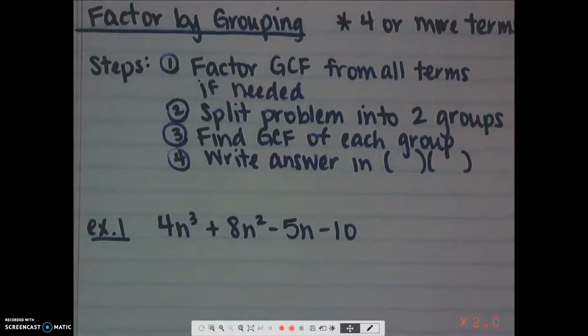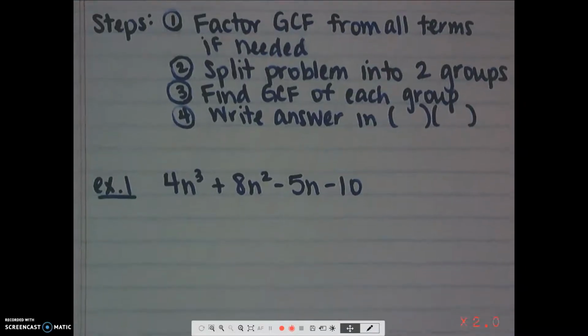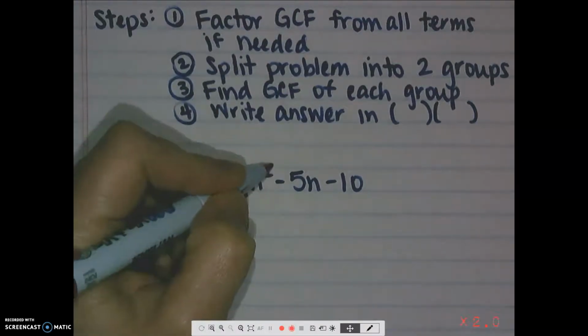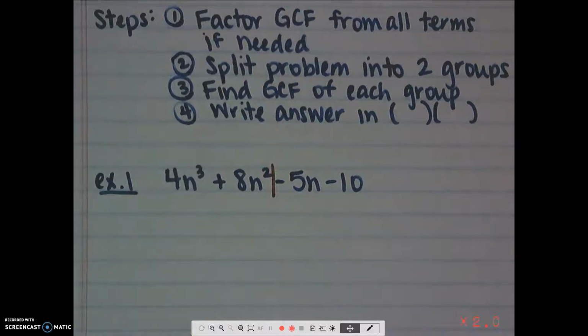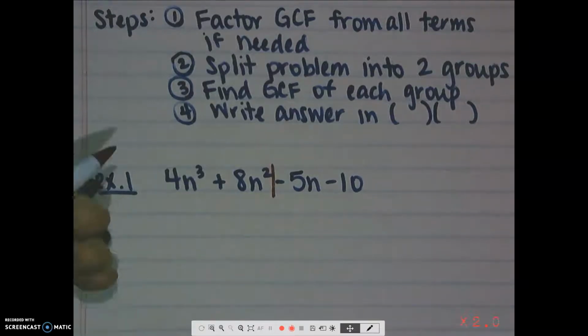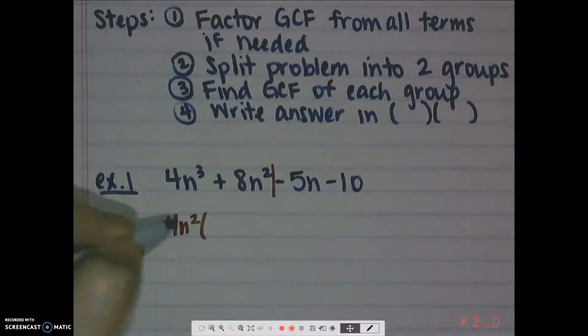Okay, so we have our question 4n to the third plus 8n to the second minus 5n minus 10. And so we're looking at all 4 of these terms and they don't have anything in common. So the next thing is to split it into 2 groups. And so we're going to split that into 2 equal groups, meaning we're going to split it right down the middle. If we have 4n cubed plus 8n squared, and we're looking for the GCF there, they share a 4 and an n squared in common.